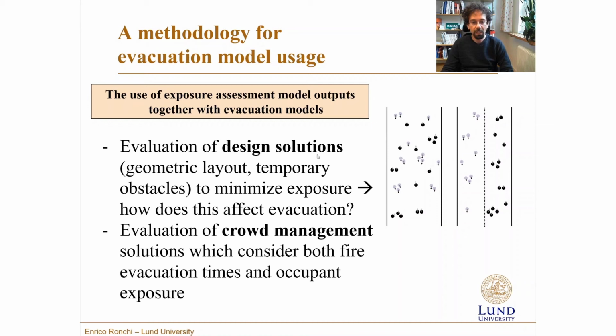So for instance, I could have extra separations in an area to avoid bidirectional flows, but I also have to see what implication this may have if I use it in a normal scenario or in an evacuation scenario.